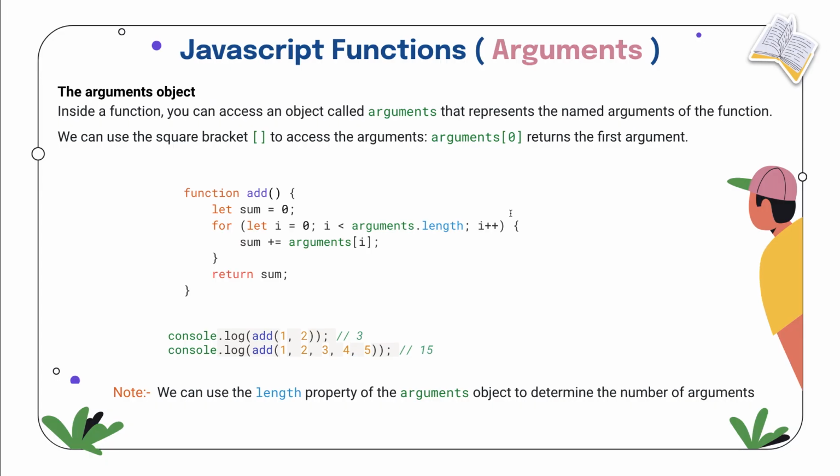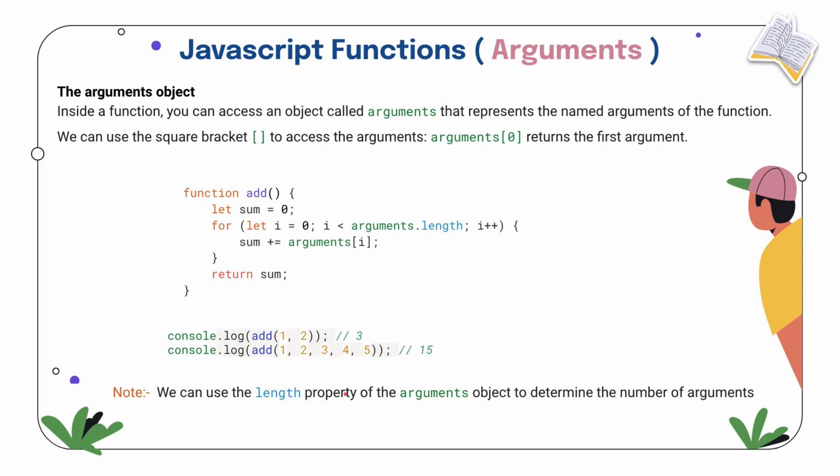Okay. So here the same thing is there, right? Inside the function you can access an object called arguments that represents the function's arguments. We can use square brackets to access an argument, like arguments[0] returns the first argument. Now see here, we have defined the same thing: sum = 0 and then sum += arguments[i], then returning. First we are passing 2 values and it returns 3, then we are passing 4 values and it returns 15, right?